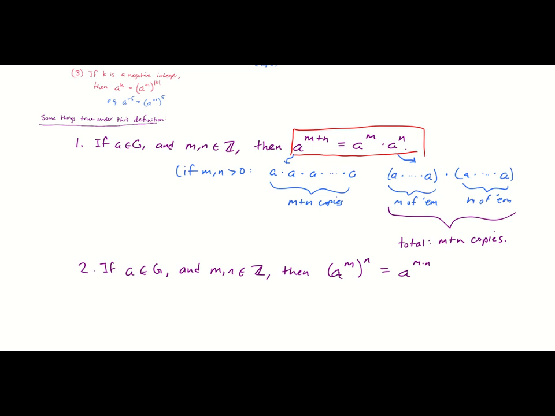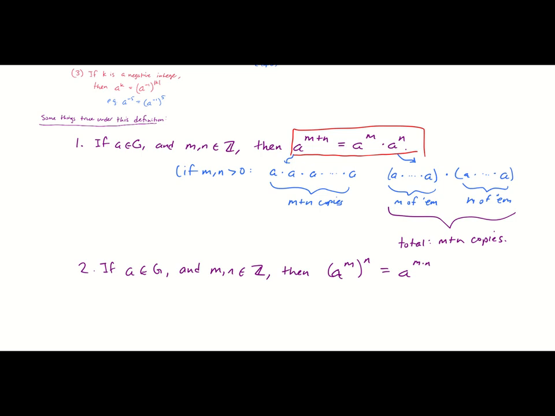Again, doing this when m or n is negative requires a little bit more thinking. We have to think about what negative exponents mean. So we're taking copies of the inverse of a rather than a itself. But actually, this one works out pretty nicely, even when m and n are negative integers. Okay, so those are two rules that we know.